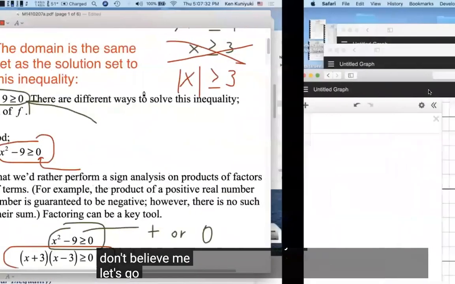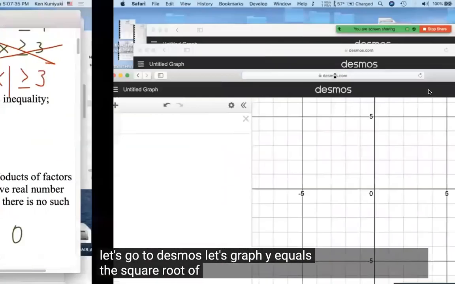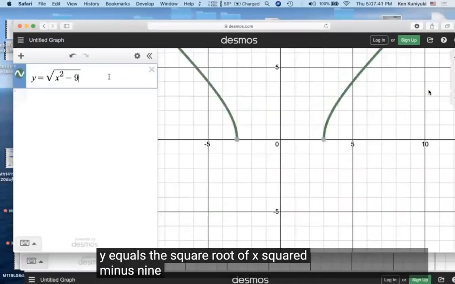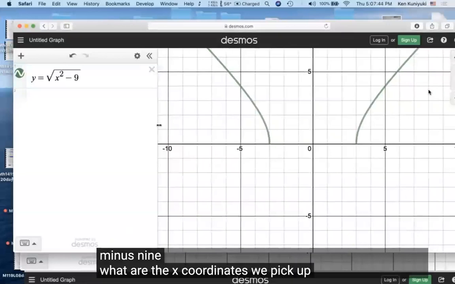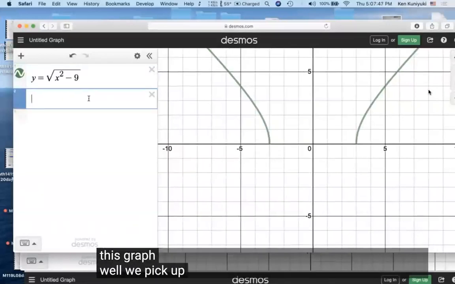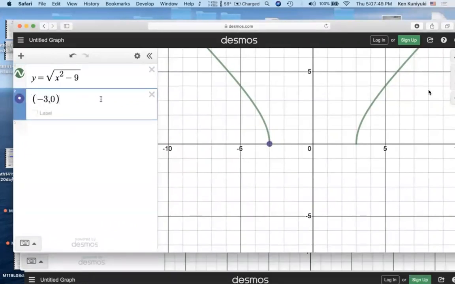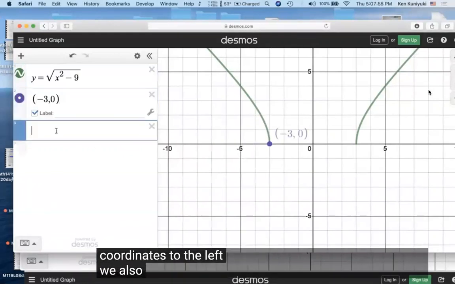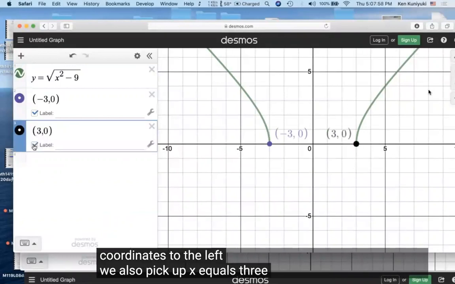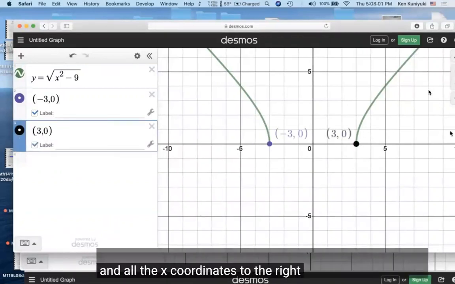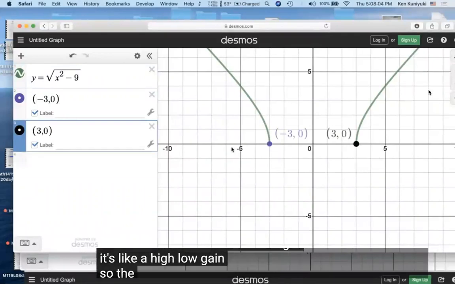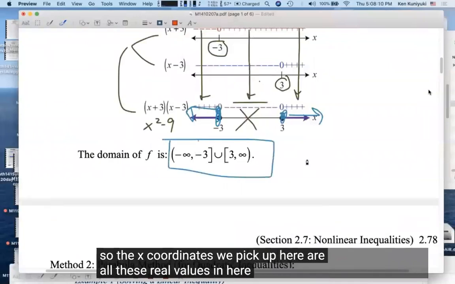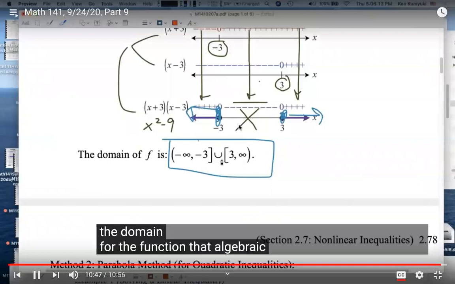Now, if you don't believe me, let's go to Desmos. Let's graph y equals the square root of x squared minus 9. What are the x coordinates we pick up on this graph? Well, we pick up x equals -3 and all the x coordinates to the left. We also pick up x equals 3 and all the x coordinates to the right. It's like a high-low game. So the x coordinates we pick up here are all these real values. That is the domain for the algebraic function I gave you.